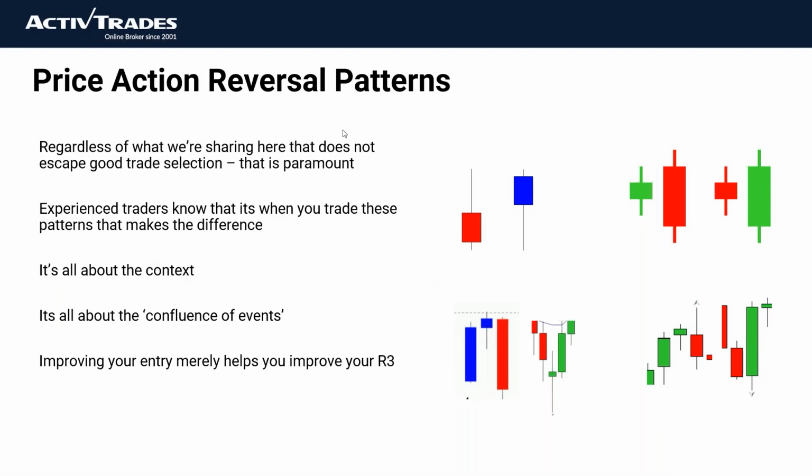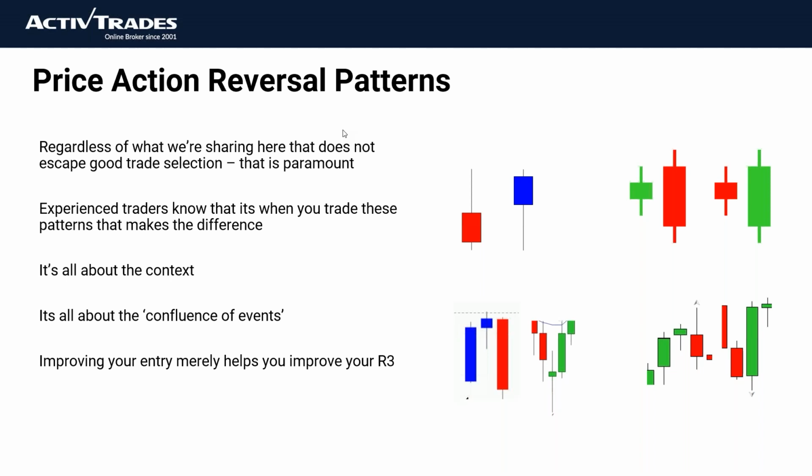So, regardless of what I'm sharing about improving your entry by having a bit of a pullback and having a further target based on fib extension, it does not escape good trade selection. You're doing your analysis, understanding the context, understanding the pattern, and understanding the trigger. These are all important together. You can't just string your fibs over any candle and expect it to play out. What we want to do, as I said, is still good trade selection, and experienced traders know that it's when you trade these patterns that makes the difference.